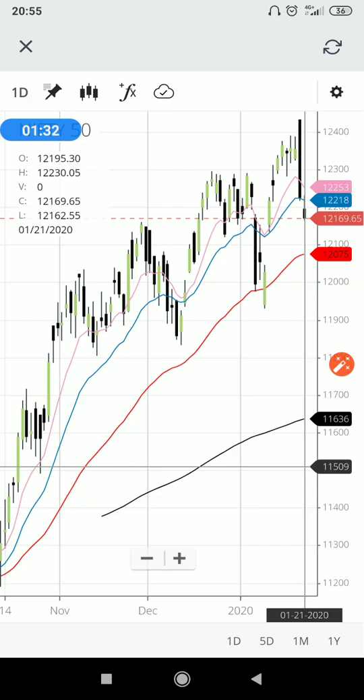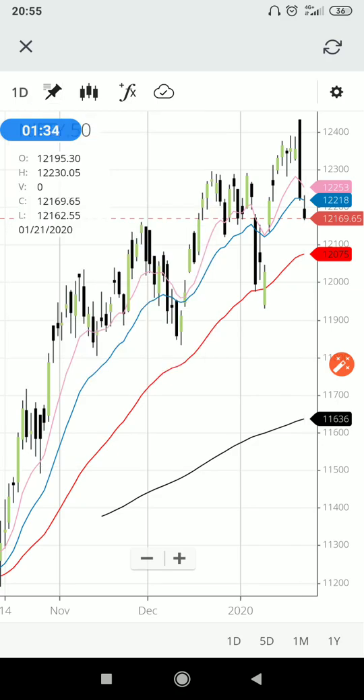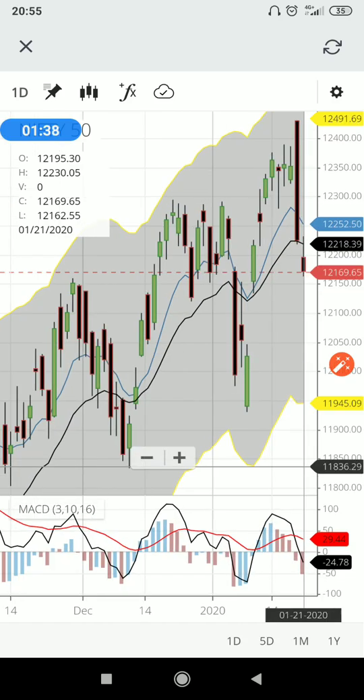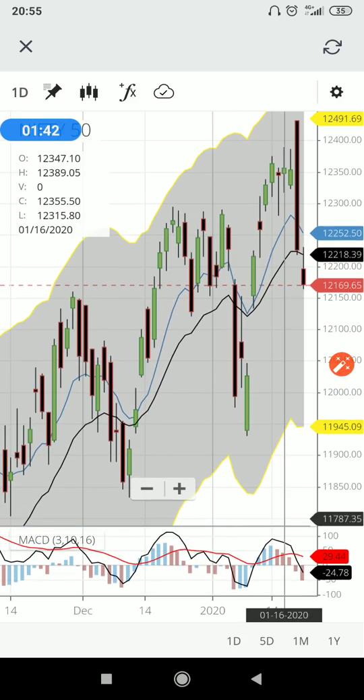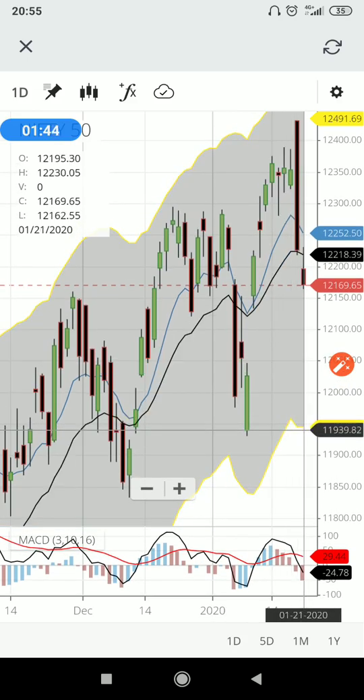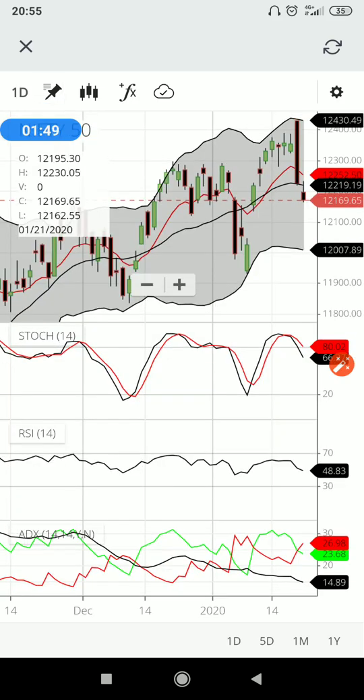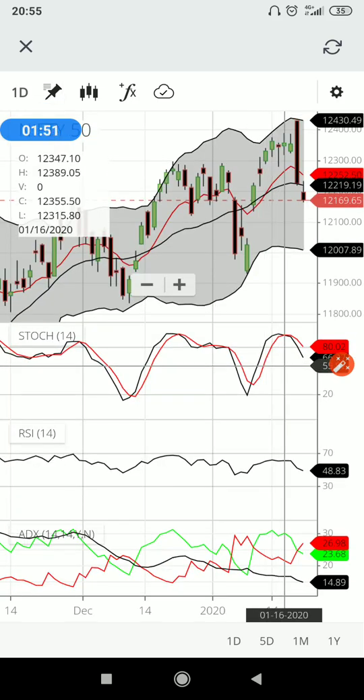Now we'll look at the indicators. If you see the MACD, yesterday it had given a sell signal, and today the MACD histogram is increasing. That means the strength is further diminishing. We'll look at a few other indicators. Stochastic is already in sell. The RSI is coming down, which is good for the bears, not so good for the bulls.